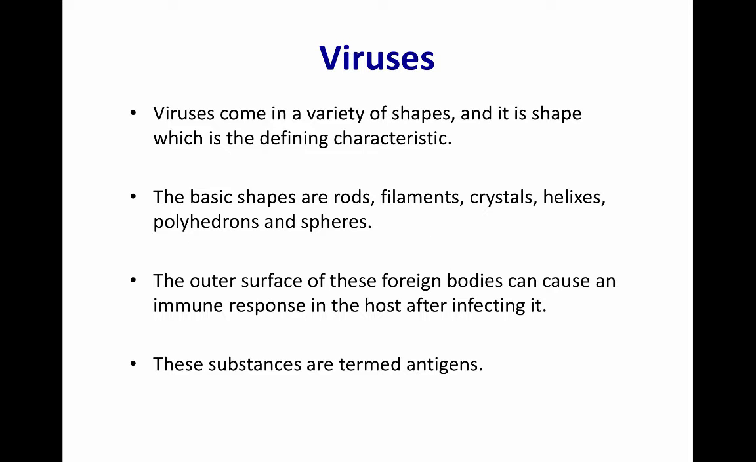Viruses come in a variety of shapes, and it is the shape which is the defining characteristic of the virus. The basic shapes are rods, filaments, crystals, helixes, polyhedrons, and spheres. The outer surface of these foreign bodies can cause an immune response in the host after infecting it, and these substances are termed antigens.